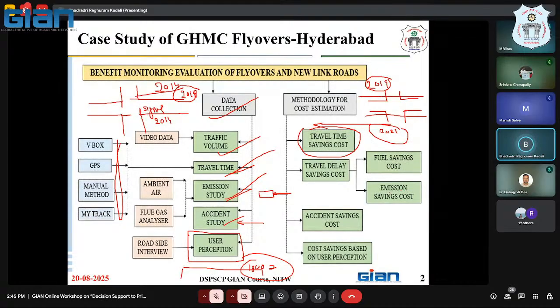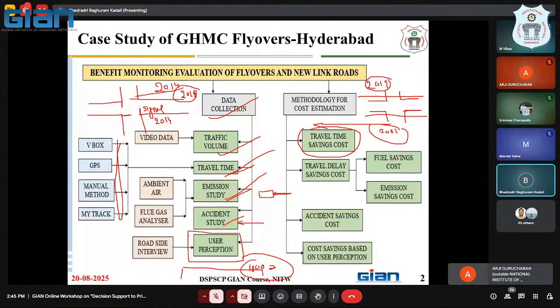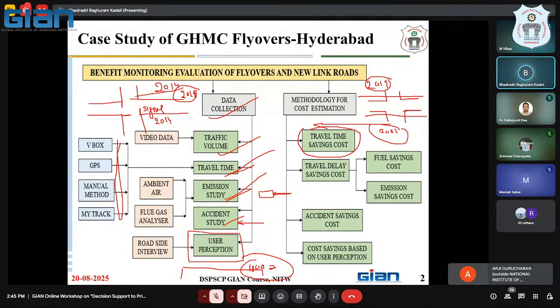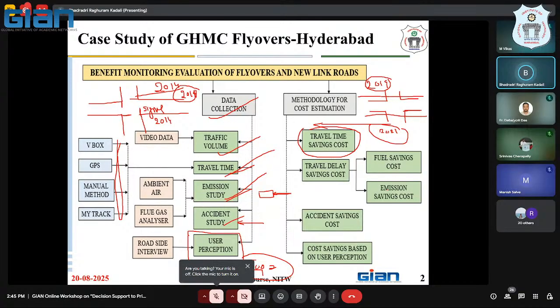There are two components in the delay. There is a component because of the reduction of the delay: what is the total amount of the fuel saving cost, and what is the total amount of the emission saving cost. In the same way, the accident cost is also estimated. And all these costs are generally relevant as benefits.